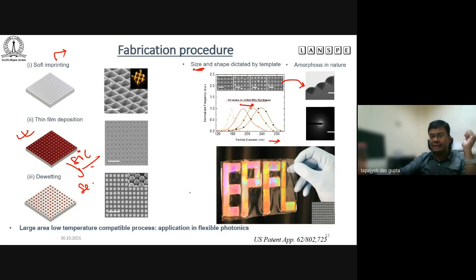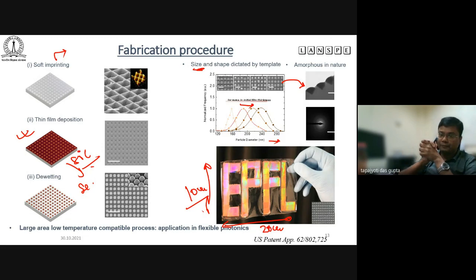With this, we can fabricate large areas. Approximately, if I remember well, something around 20 centimeters across and 10 to 12 centimeters in width, large area logos, in which you can maintain very good size dispersion, which we'll see later. So this process technique allows a large area, low temperature compatible process. And thus you can see that this is a flexible material, without undergoing any lift-off process. We can fabricate flexible and stretchable photonics.